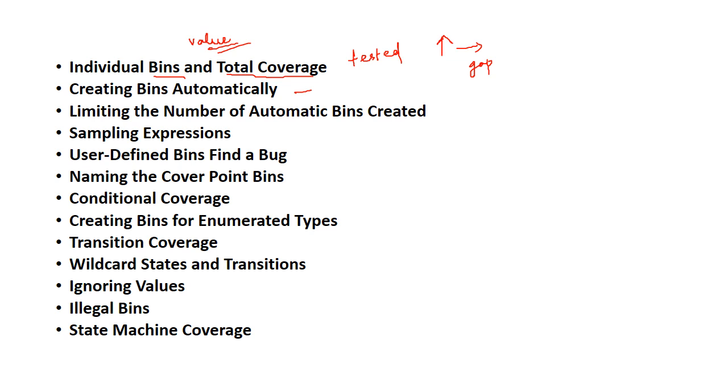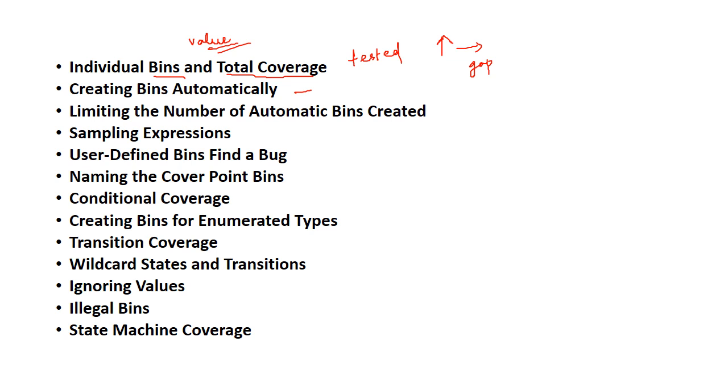What about total coverage? Total coverage refers to the overall percentage of bins that have been hit during the simulation process. It provides a measure of how thoroughly the design is being tested. If we achieve a high total coverage, it ensures that all the defined scenarios have been exercised. This also helps us in identifying any gaps in the test plan.